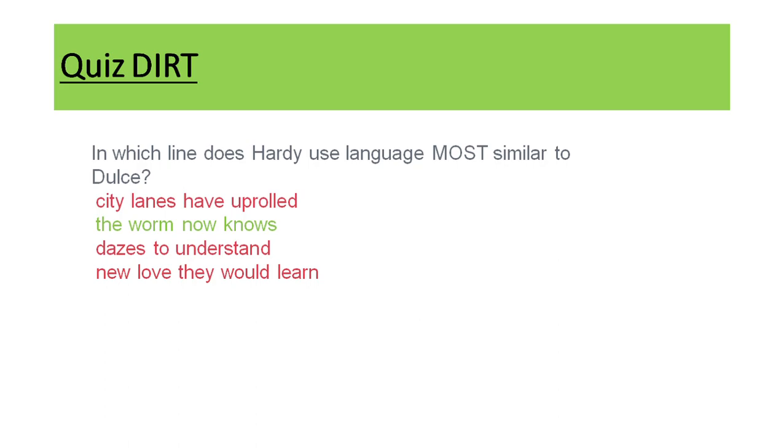And "New Love They Would Learn", again, is more sorrowful, more tragic and sad, whereas Dulce isn't sad, it's angry, isn't it? It's very powerful language. And that's why I think "The Worm Now Knows" is the most similar, because it's just this really crude image of a body rotting in the ground with worms weaving over his hand. It's not very nice at all.